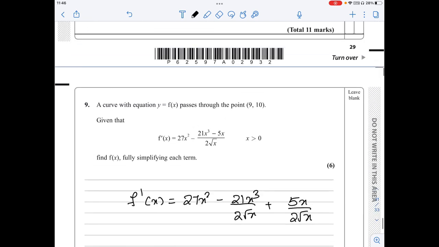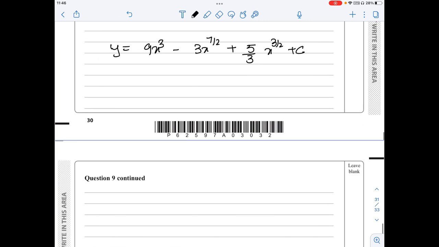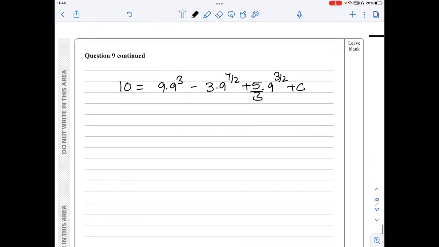Now, it has been given that it passes through the point (9, 10). So plug in: 10 equals to 9 times 9 cube minus 3 times 9 power 7 upon 2 plus 5 upon 3 times 9 power 3 upon 2 plus c. So from there I'm directly writing it out. The c value will be negative 35. So what is the equation? f of x equals to 9x cube minus 3x to the power of 7 upon 2 plus 5 upon 3 x power 3 upon 2 minus 35. That's going to be the answer.